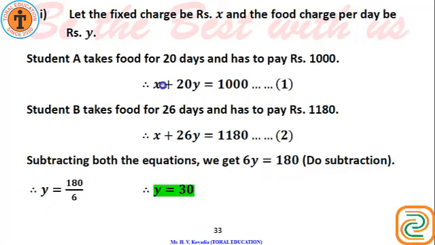Why? Because when we subtract, x will be cut off, right? Because plus x minus x. Then 26 minus 20 equals 6 and 1180 minus 1000 equals 180. Do the subtraction. So y equals 180 upon 6, that is y equals 30.